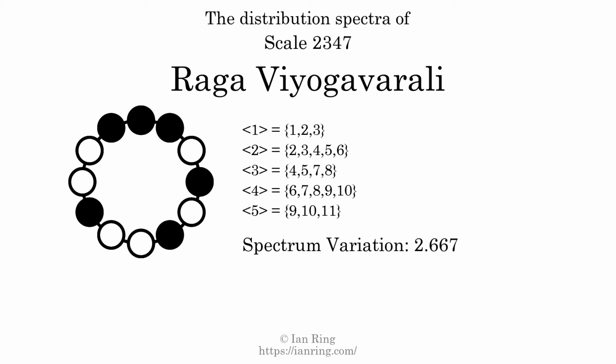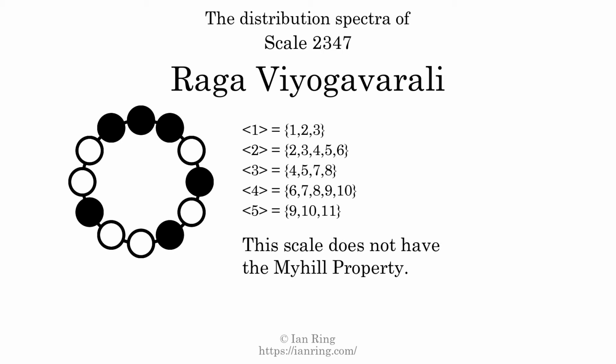The spectrum variation of this scale is 2.667. Since the variation is greater than 0, this indicates that the scale is not perfectly even. The highest spectrum width is 4. Since this is greater than 1, we know that this scale is not maximally even. If every spectrum has exactly 2 specific intervals, we call that the Myhill property. This scale does not have the Myhill property. Since the generic interval ranges overlap, this scale is an improper scale.